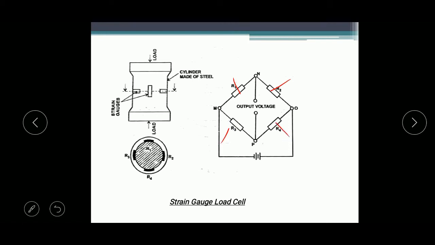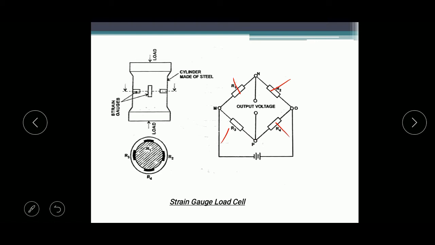Now you will see the working of the strain gauge load cell. Initially, when there is no load on the steel cylinder, all 4 gauges will have the same resistance. Means, as there is no load, there will be no change in the dimensions of the steel cylinder, and there will be no change in the dimensions of the strain gauges.